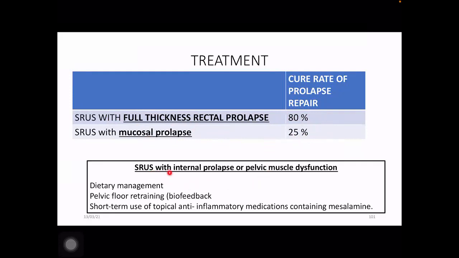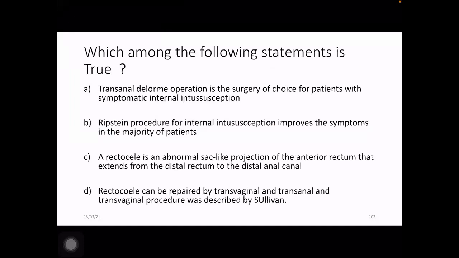So what you do for SRUS with internal prolapse or pelvic muscle dysfunction, you just do dietary management or pelvic biofeedback or pelvic floor retraining, and sometimes a short-term use of anti-inflammatory agents. So only for patients with SRUS and full thickness rectal prolapse is prolapse repair surgery going to be of benefit. Other patients, you have to go for non-surgical methods of management. Fine. Okay, this is about rectal prolapse.